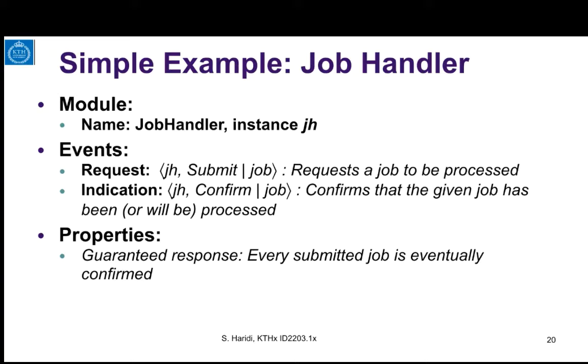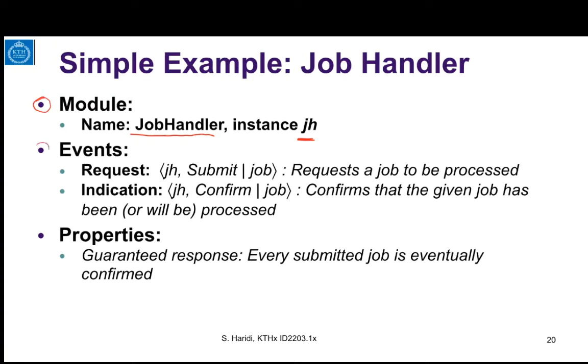So let us look at a simple service. Actually, this is not concurrent or distributed, just a very simple sequential service. This also describes how we are going to specify things. A service is specified by a module, and the module will be the name of the service. In this case, the name of that module is the job handler. And we will use this notation, JH, to denote any instance of that module.